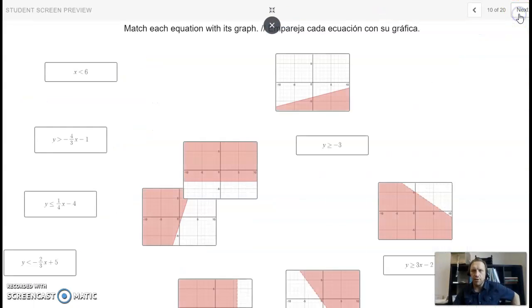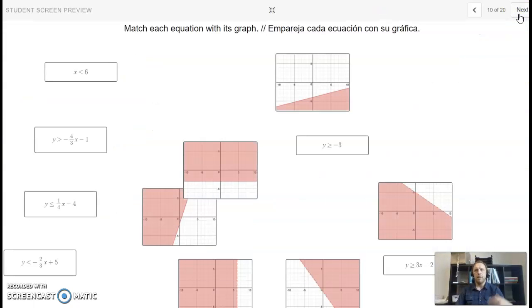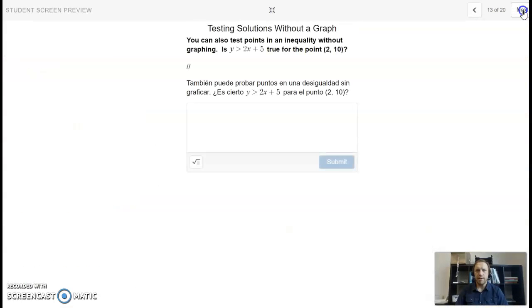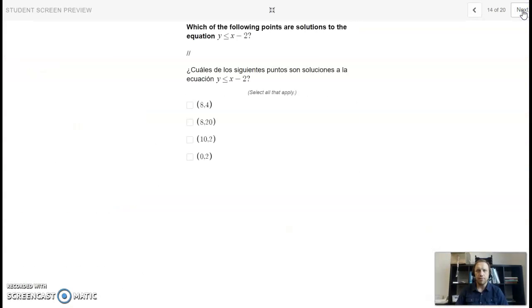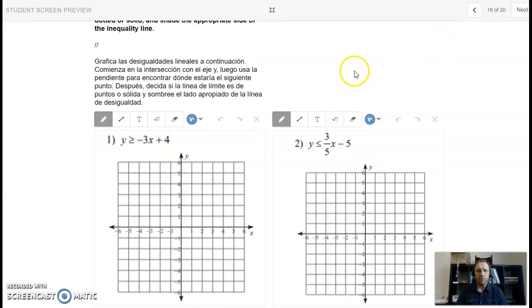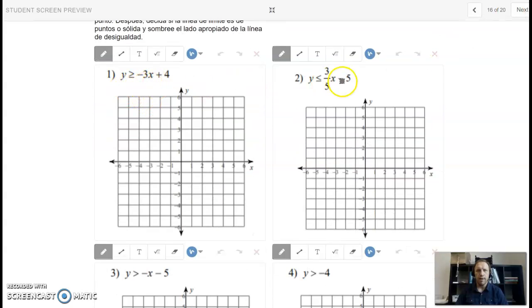All right, you're following along in your slides. These are what we did yesterday. This was the one we tested yesterday. You could test points by either seeing if they're in the shaded region or plugging them in. All right, so yesterday we worked on number 1. All right, let's take a peek at number 2.